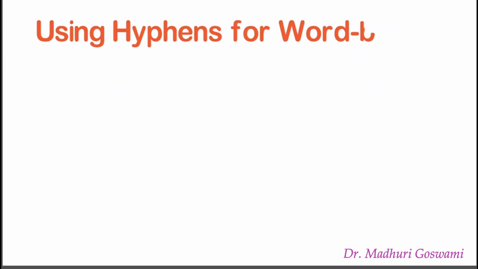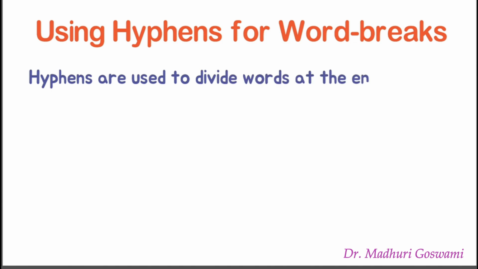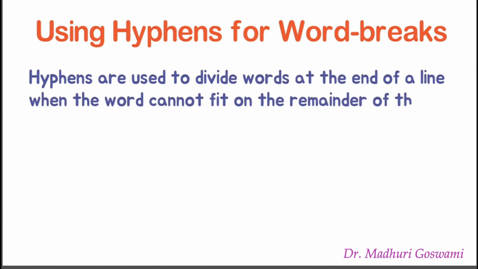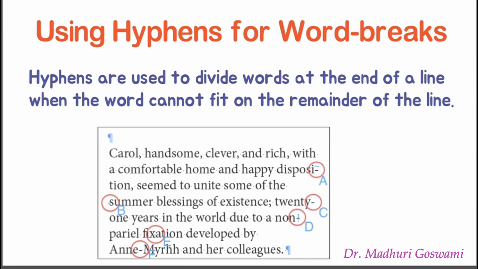If you remember, in the beginning of this lesson, I told you that the hyphen is also used to show word breaks. Let's take up this point also in brief. Hyphens are used to divide words or break words at the end of a line when the word cannot fit on the remainder of the line. And remember, make this break only between syllables. Have a look at this picture that shows the circled word breaks at the end of the lines.